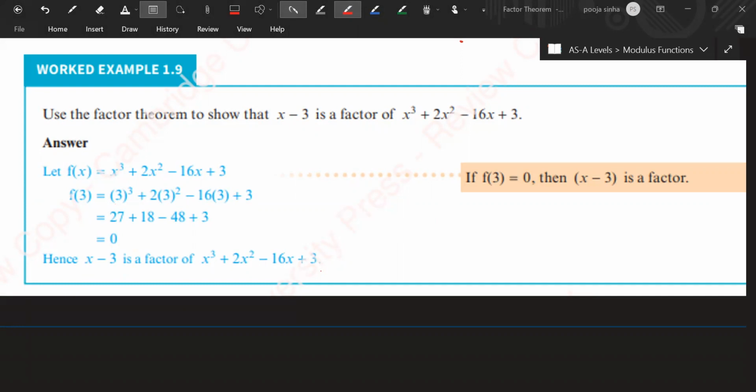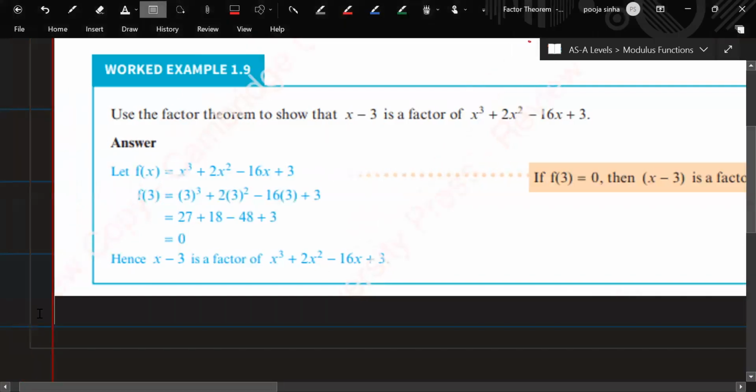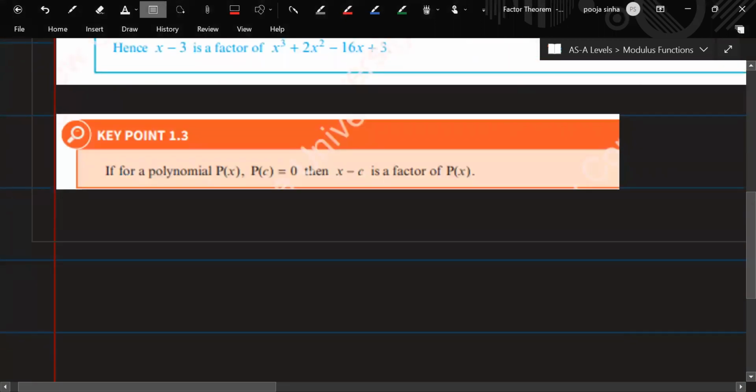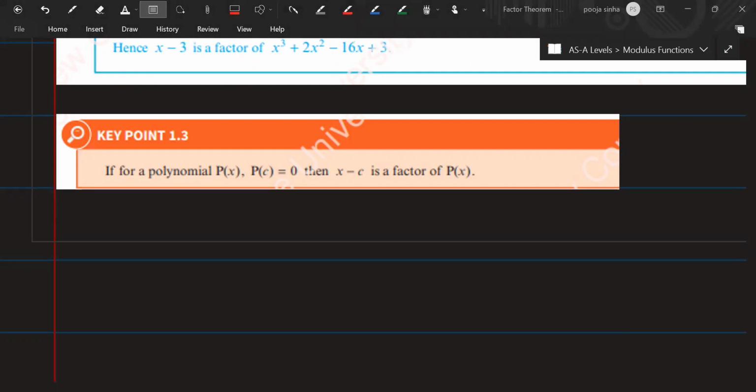Absolutely. So your statement for the factor theorem is this, which I will show you now. Every time you get a factor theorem question, you have to deal with it in the same way. If a polynomial is p(x), f(x), g(x), whatever, and x minus c is a factor of p(x), then p(c) is equal to 0. Only if it is a factor, correct?